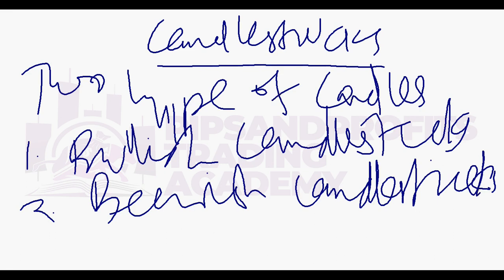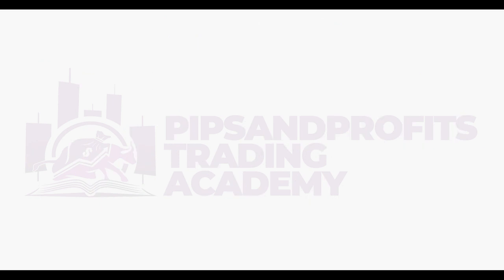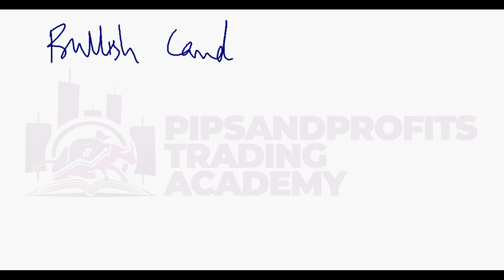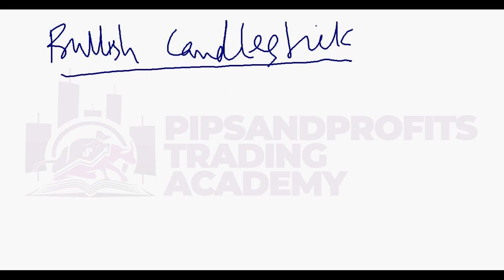Okay. So there are two types of candlesticks. We have the bullish candlesticks, and then we have the bearish candlesticks. We want to look at what the bullish candlestick looks like. When you take a bullish candlestick, the first thing that should come into your mind is a bullish market.